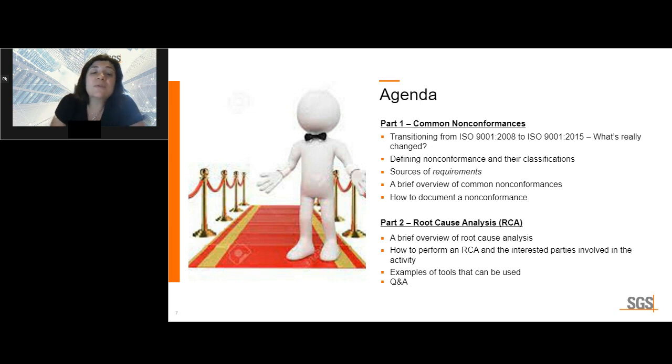We're going to be looking at some sources of requirements and what we actually mean by that key operative word, requirement. In addition, there's a brief overview of common nonconformances, which I think will shed light on and hopefully comfort you as well, knowing that you're not the only ones in that boat. If you happen to be receiving nonconformances on a specific clause, just understand you're not the only ones fighting that battle.